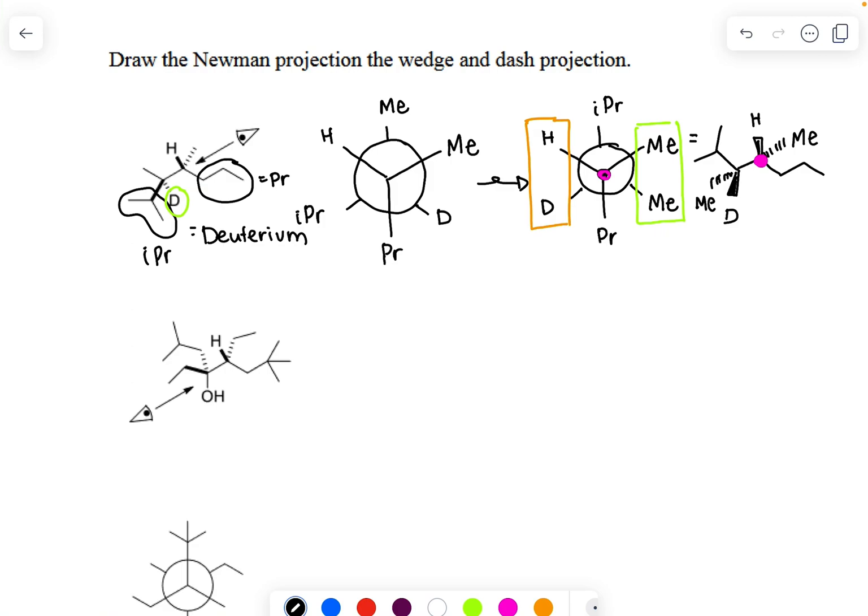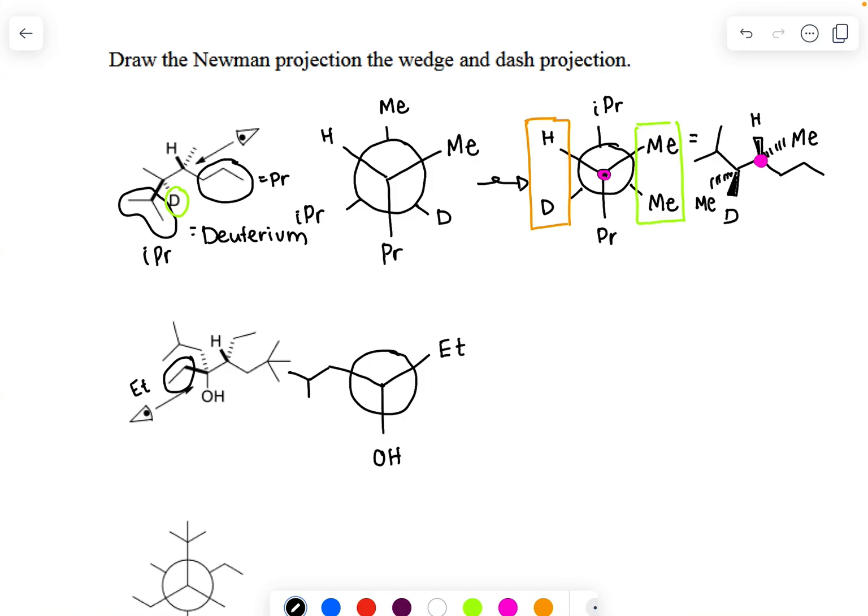All right, now we are going to draw the Newman projection from this other angle. So what I see is facing down is the OH. Going to the right is an ethyl. This is ethyl, ET. And then this is actually a sec-butyl, but I'm going to draw that in because I told you guys you didn't have to have that memorized. So there we go.